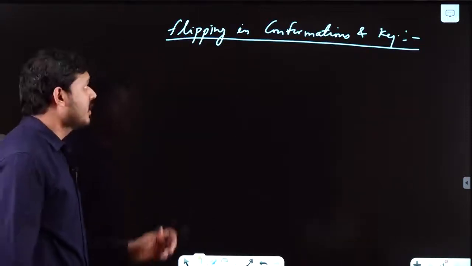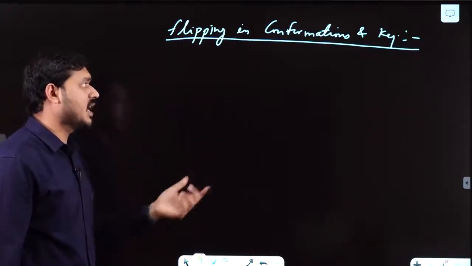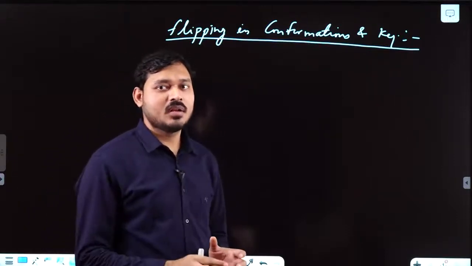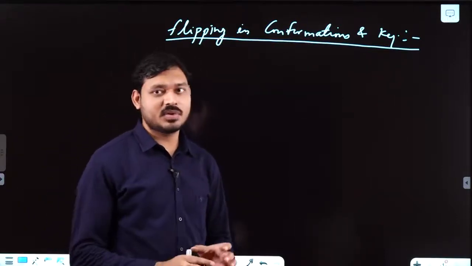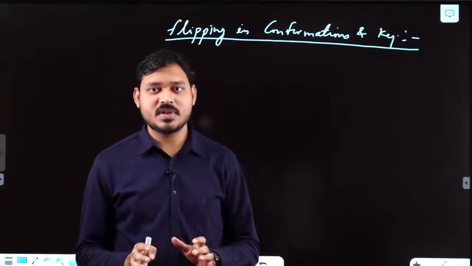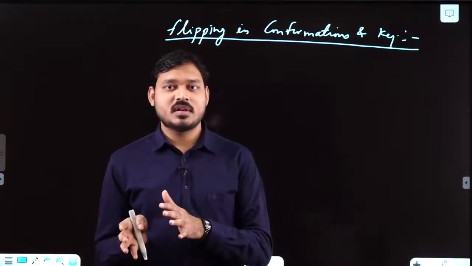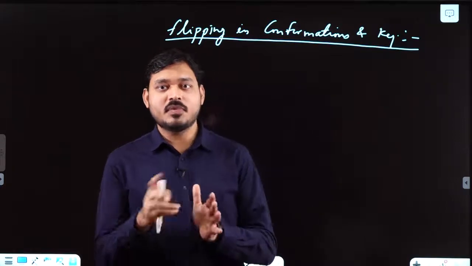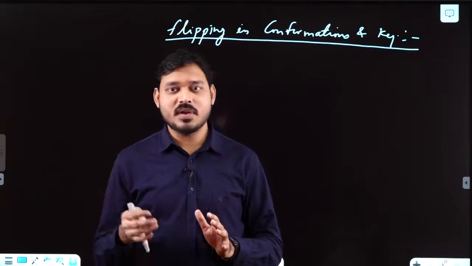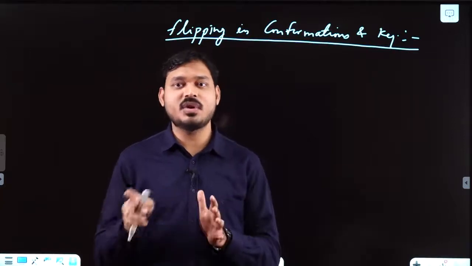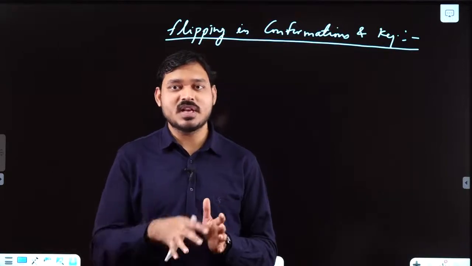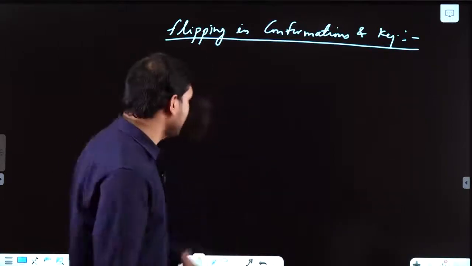Now let's see flipping in conformations and K equilibrium. Now what is K equilibrium? That is the equilibrium constant. So why equilibrium constant? We can observe in the case of conformations, when one conformer is converted into another form due to flipping, they exist in equilibrium with each other. So if the same compound exists in 2 different forms in equilibrium, then there must be some variations we will observe. So let's see.